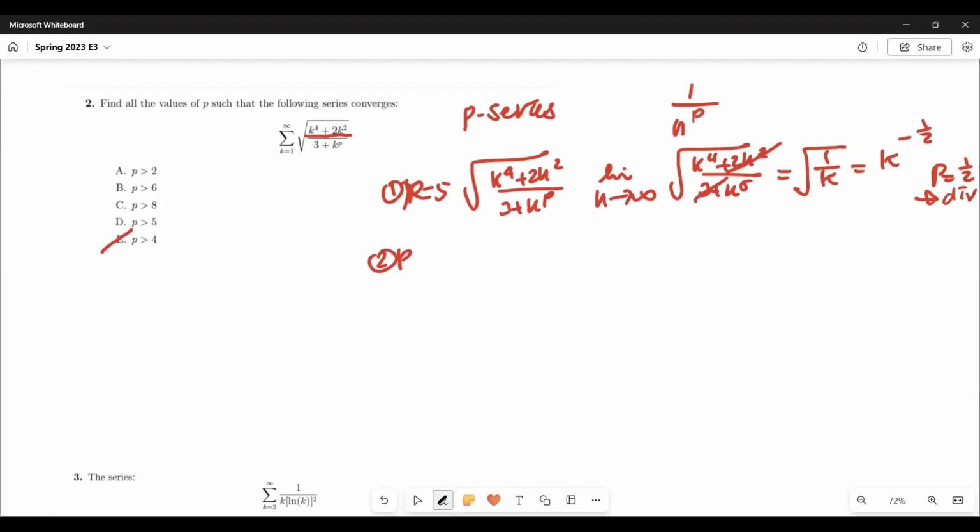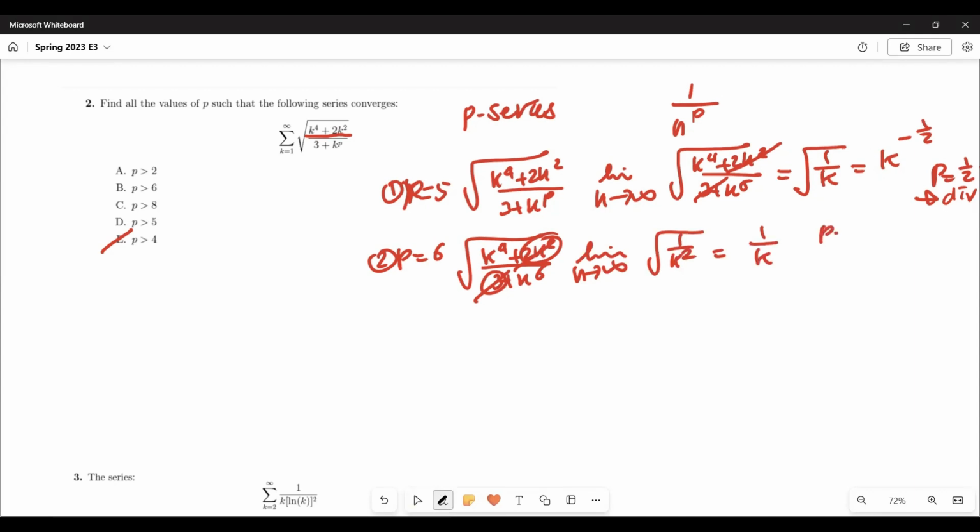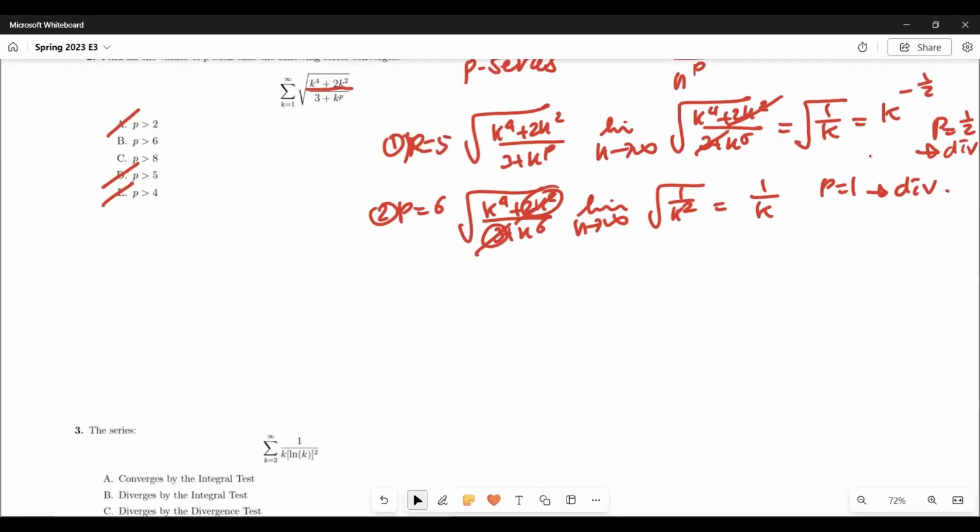Let's check p equals 6. p equals 6 is (k to the 4th plus 2k squared) over (3 plus k to the 6th). 2k squared and 3 don't matter because if it goes to infinity, they're very trivial numbers. So this becomes 1 over k squared, which is 1 over k^1, so p equals 1. So it's diverging. So p equals 6 shouldn't be included. That means D is not right and A is also not right. By doing it this way, you get rid of 3 options.